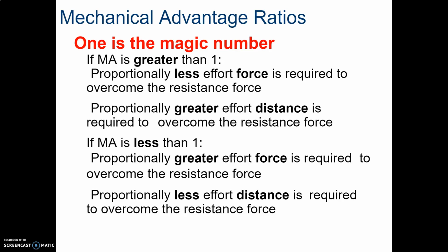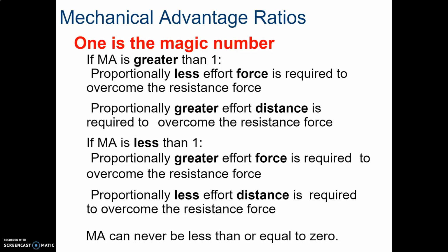You can lift something up that's much heavier than you could possibly lift, with a really long lever or something, but your distance is going to have to be greater. If a mechanical advantage is less than 1, you need a greater effort force and you need less effort distance. It can never be 0.